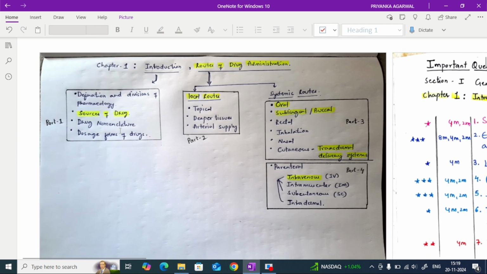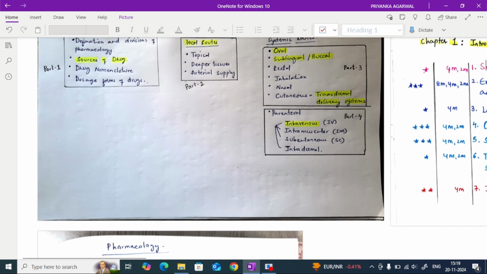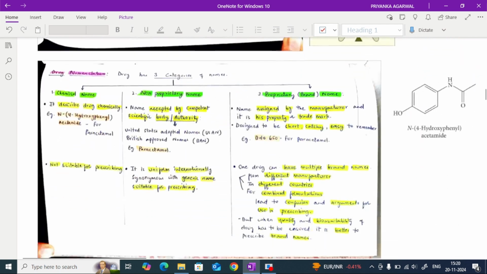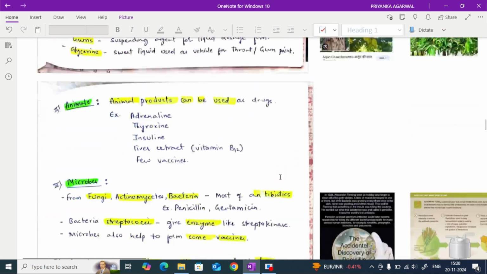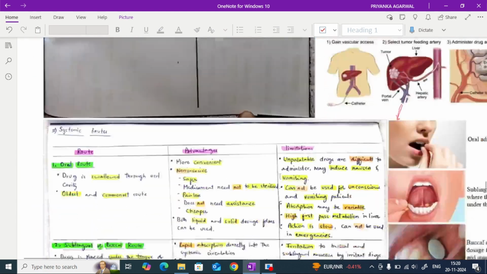Now, coming to how we are going to cover it. So we have covered it in 4 parts. Like in part 1 we have done introduction. In part 2 we have done local route and systemic route introduction with local route in detail. In part 3 we have done the 6 routes of systemic routes, and in this video, that is part 4, we are going to cover parenteral route. Okay. So if you want to refer to part 1, 2 or 3, you can click on the I button and you can also check the description for the links.